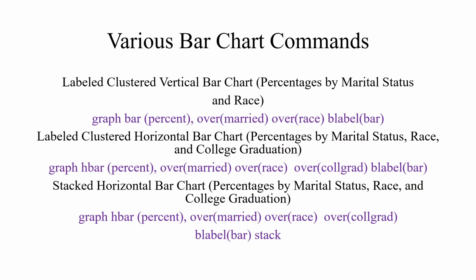Let's see the another command. We want to generate the labeled clustered horizontal bar chart, percentages by marital status, race, and college graduation. So in the previous command, if you can see, we have introduced one more categorical variable over college grade. This is the first change, and second change is instead of bar, I will write H bar. That is for the horizontal. I want to generate the horizontal bar chart.